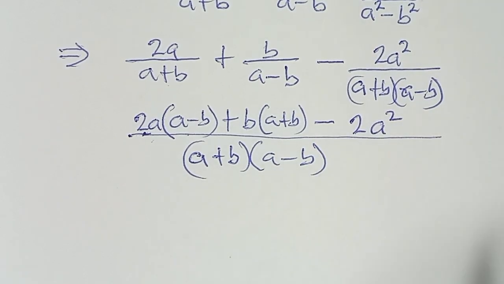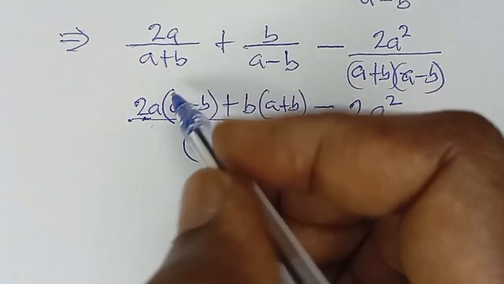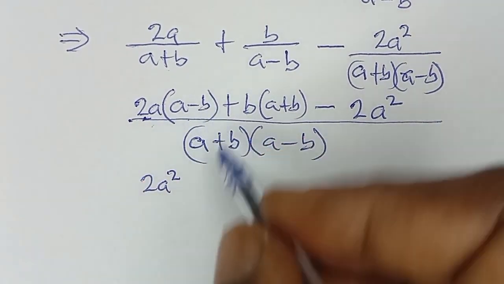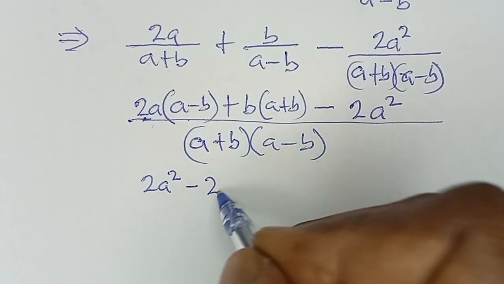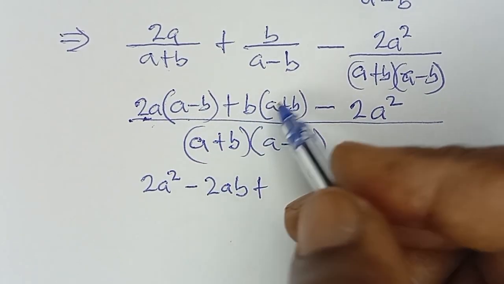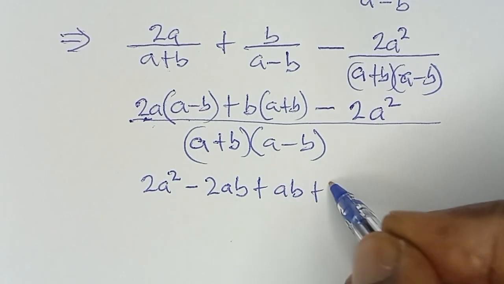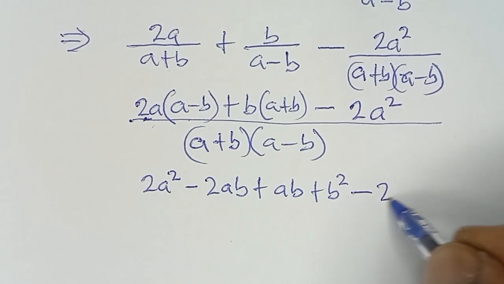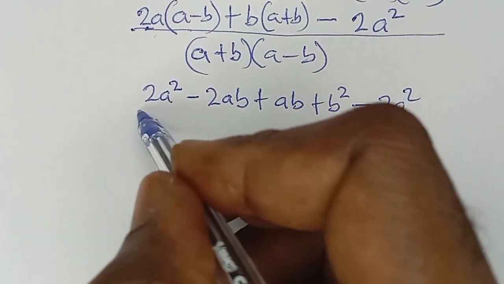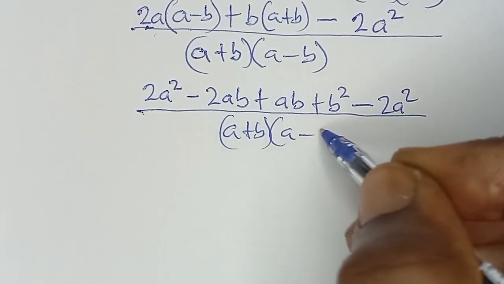So now, let's expand the bracket that we have in the numerator there. So to expand this will give us 2 times a square, and then 2a minus that will give us negative 2ab, and then plus b multiplied by a will give us ab, and then b multiplied by b will give us plus b square, and then minus 2a square. Don't forget the denominator remains there. So we have to put the denominator, which is a plus b and then a minus b.